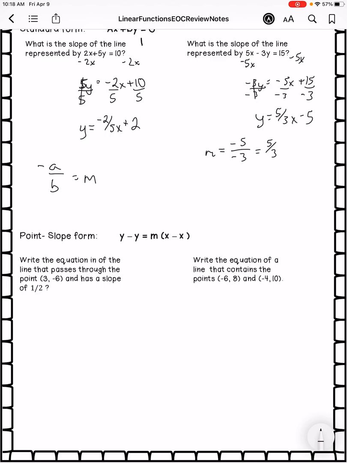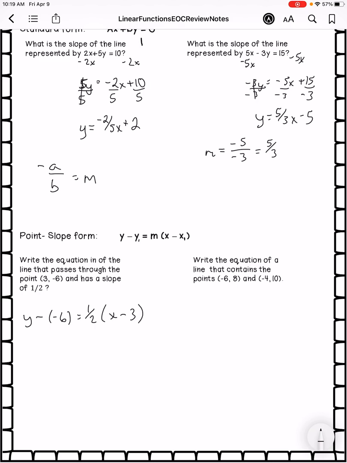All right, and then moving on to our next part is point-slope form. That's the other form of equation that we might see. And so it says write the equation of the line that passes through the point (3, -6) and has a slope of 1/2. So if you remember, our formula, as it says up top, is y minus y1 is equal to m times x minus x1, where y1, x1, and m are going to be replaced by numbers. So if I start, it says y minus, and then I have -6, and that equals m, which in this case is 1/2, in front of x minus 3.